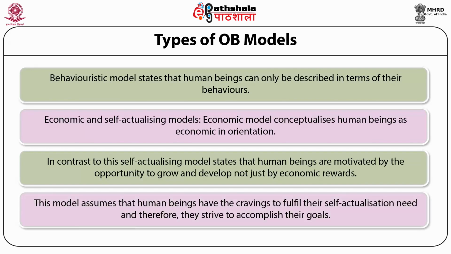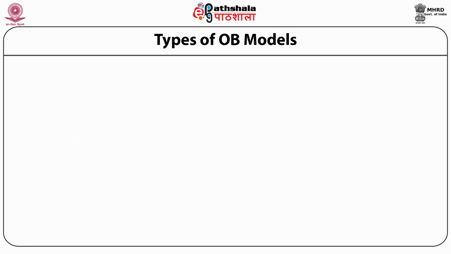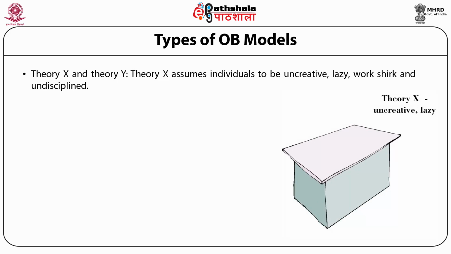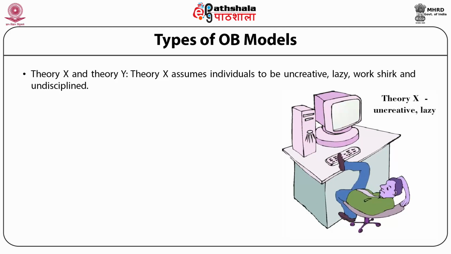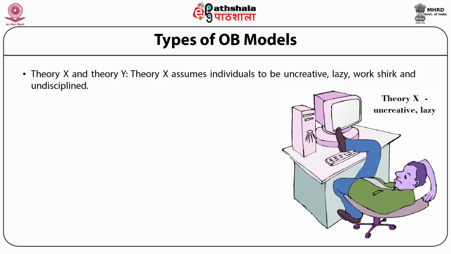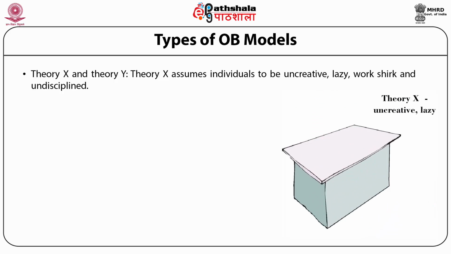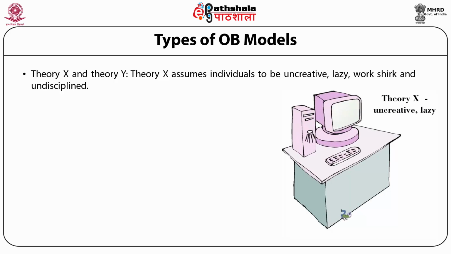This model assumes that human beings have the cravings to fulfill their self-actualization need and therefore they strive to accomplish their goals. Theory X and Theory Y. Theory X. As discussed earlier also, Theory X assumes individuals to be uncreative, lazy, work shirkers, and undisciplined. Theory X gives certain assumptions about these people.